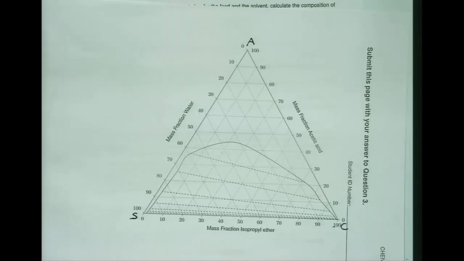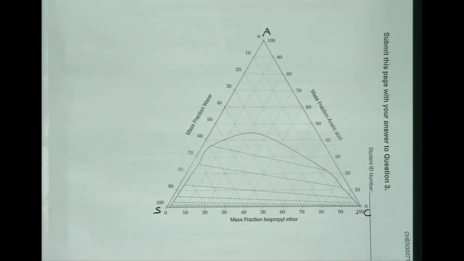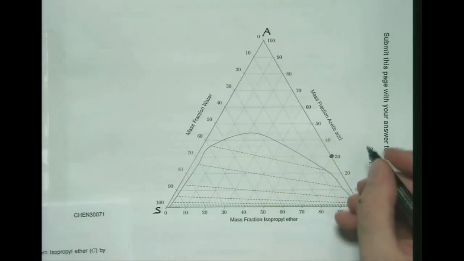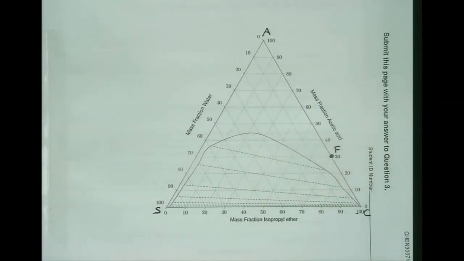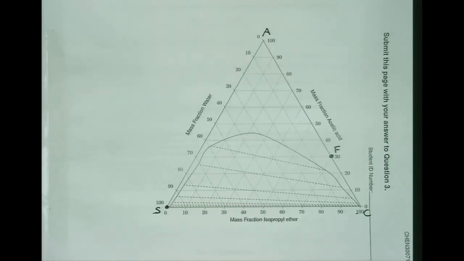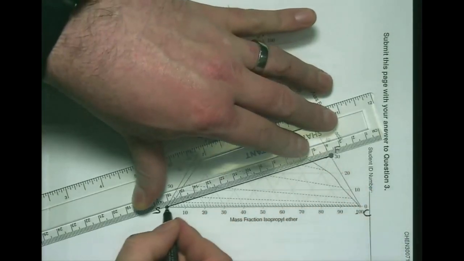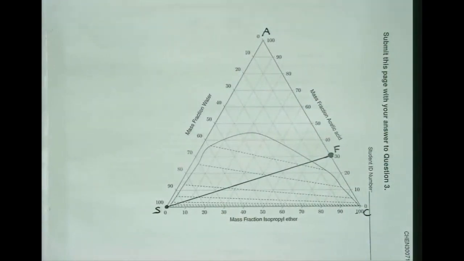So the first thing we want to do is draw our feed point and our solvent point onto this system. Our feed is 30% acetic acid, 70% isopropyl ether, and no water. So we know that must lie on this axis, and it's 30% acetic acid. So that is our feed point. We can also plot our solvent point. Our solvent is pure solvent, so we can plot that in that corner. We also know that our mixing point must lie on a straight line between those two.